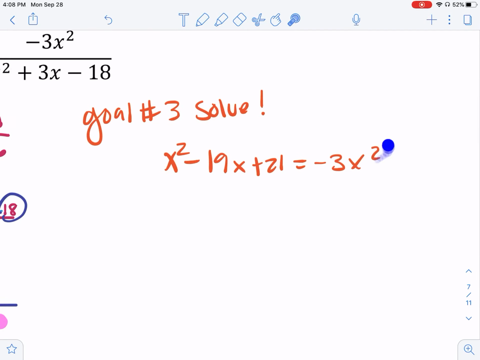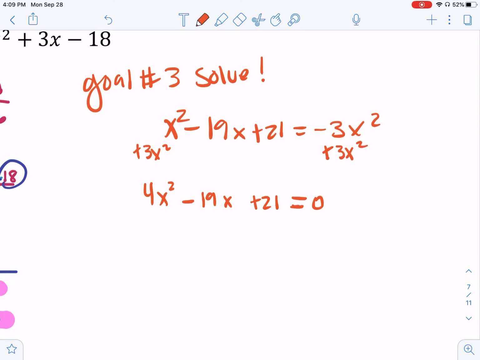We said if it's quadratic, bring everything to one side, factor and solve. So I'm going to add the 3x squared over. Now, in order to factor this, I need to multiply my a times my c, identify my b term. I want to know what two numbers multiply to give me 84, but add to give me negative 19.